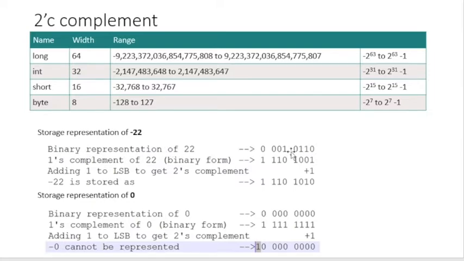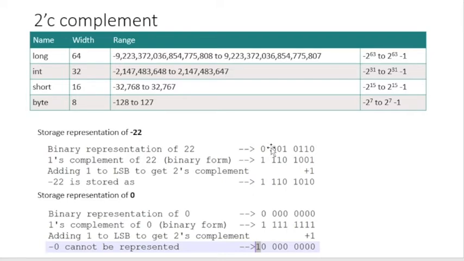So the binary representation of 22 is this. Sorry, the 1's complement is just the reverse of each of the bits. If you can see, all the bits are reversed. Now add 1 to make it 2's complement. Now we get this number. This is the 2's complement, and this is how the number minus 22 is stored, not just a 1 here and the rest of the bits as is. No, this is how it is stored. Now it is easy for the compiler. The compiler just checks the MSB.